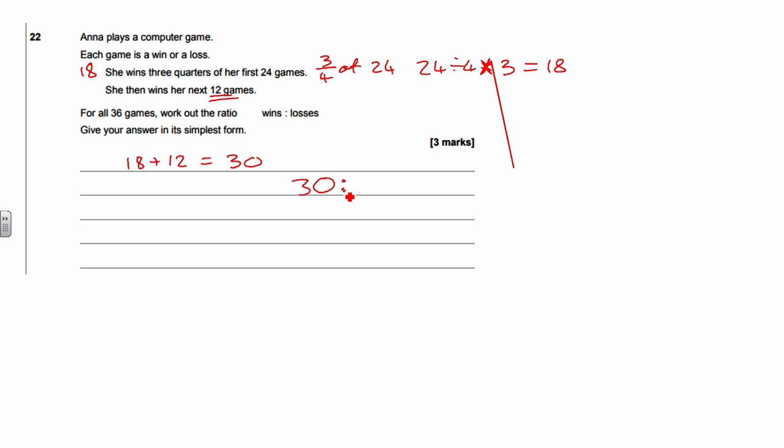How many did she lose? Well, she played 36. She must have lost 6. So it's 30 to 6. Oh, but it wants our answer in its simplest form. Half them both, 15 to 3, and then they're both in the 3 times table. 5 times 3 makes 15, and 3 divided by 3 is 1. So that's my final answer, 5 to 1.